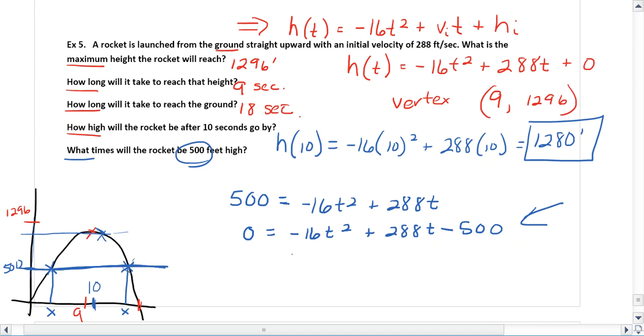So I chose to type this into the calculator and do the zeros, and if I did this correctly, I ended up with 1.95 seconds. After 1.95 seconds, the rocket is 500 feet off the ground, and then on the way back down, at 16.05 seconds, it is also at 500 feet.